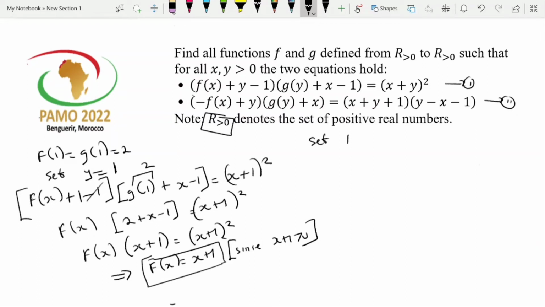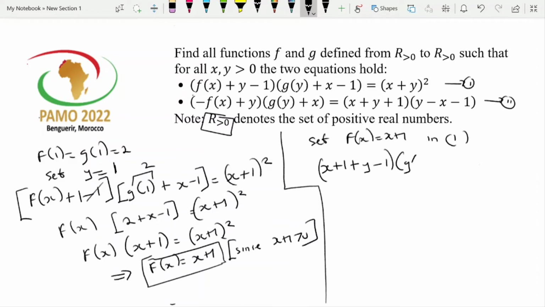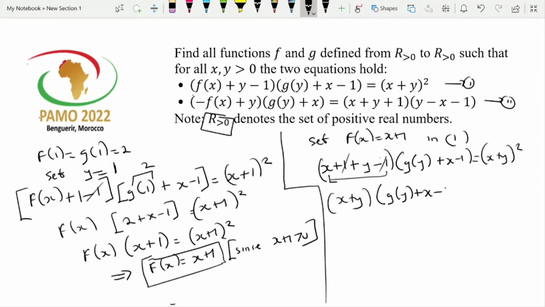Let f of x equals x plus 1 in 1. Let me draw a line here. So this is x plus 1 plus y minus 1 into g of y plus x minus 1 equals x plus y all squared. And when you simplify this, 1 cancels out with 1, they subtract each other out. So this is x plus y into g of y plus x minus 1 equals x plus y all squared.